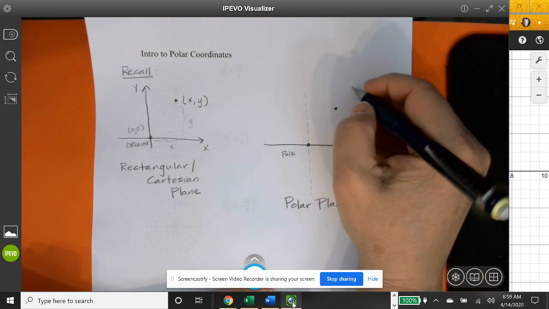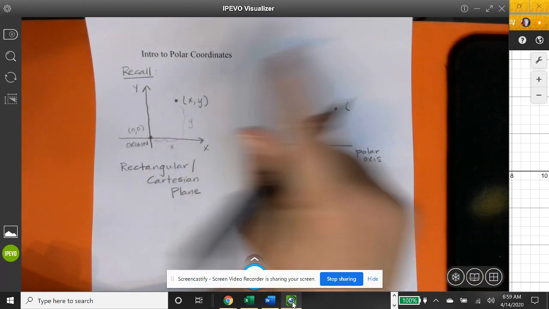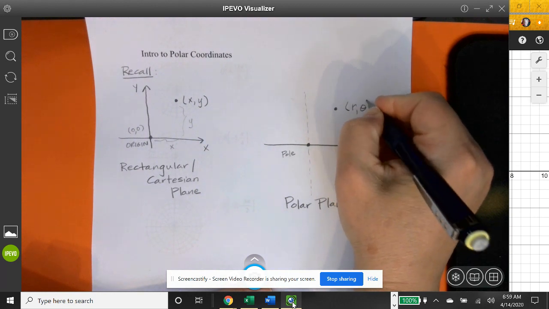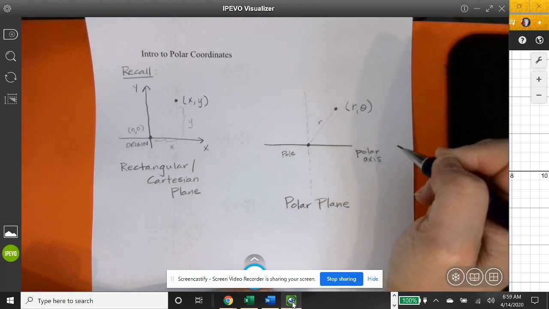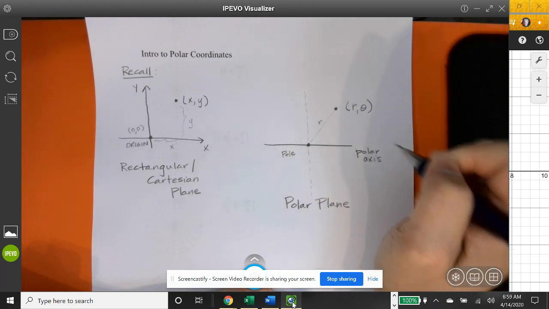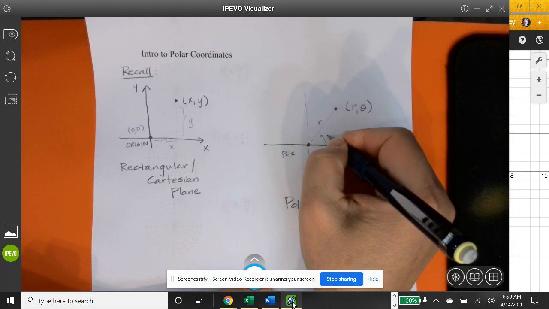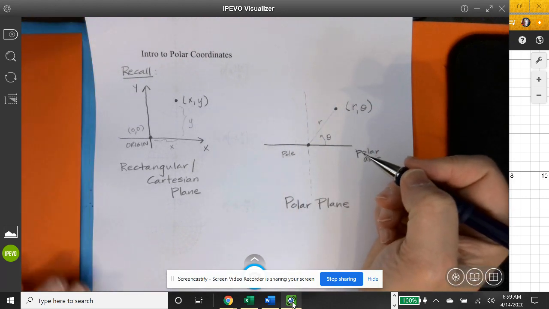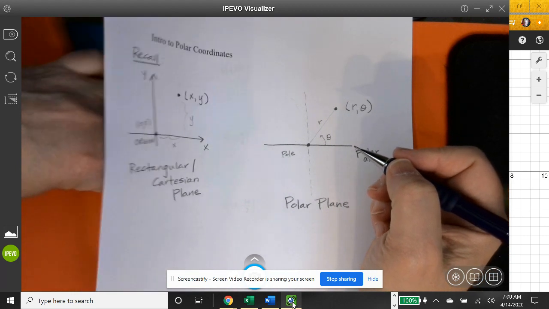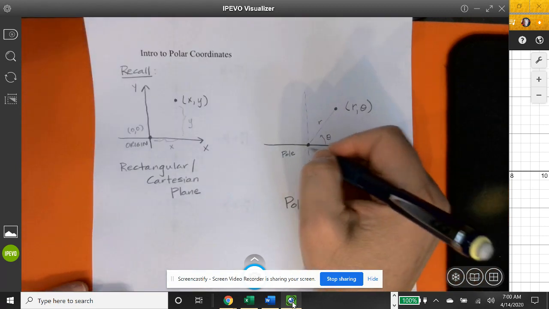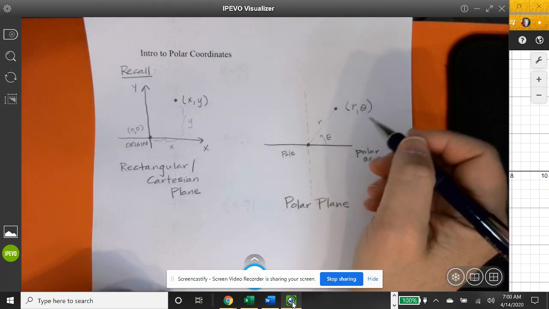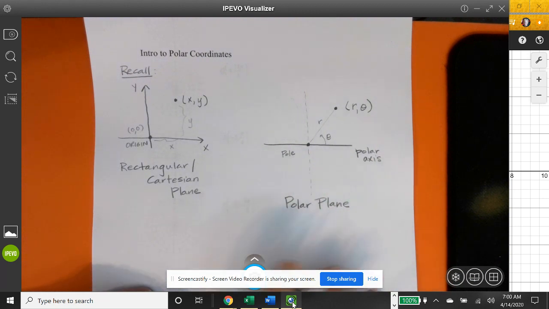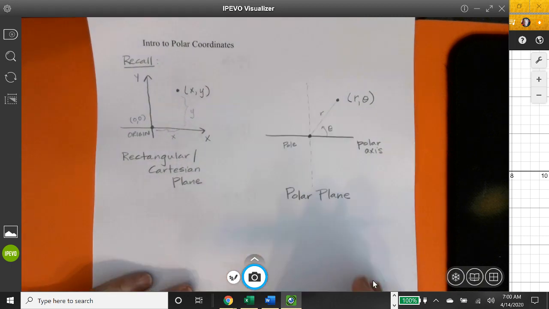So the ordered pair here is, instead of xy, going to be r comma theta, where r is this distance from the pole to your point, and theta is how far you rotate. Okay, so if I was going to plot a point, I'd go out radially and rotate, even though I would walk this direction. Okay, so let's have some formal definitions here for some of the variables that we have here.